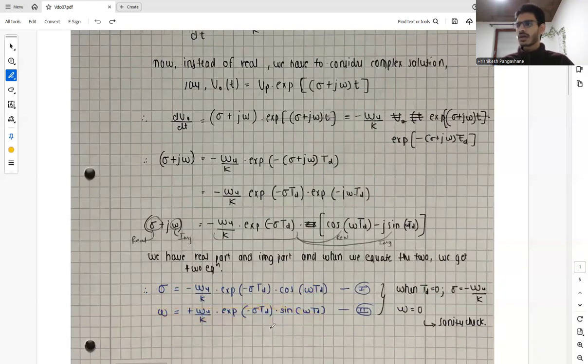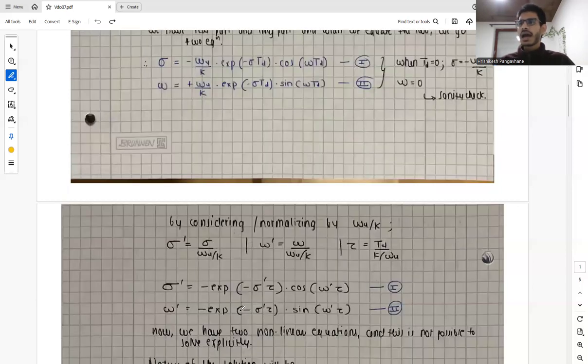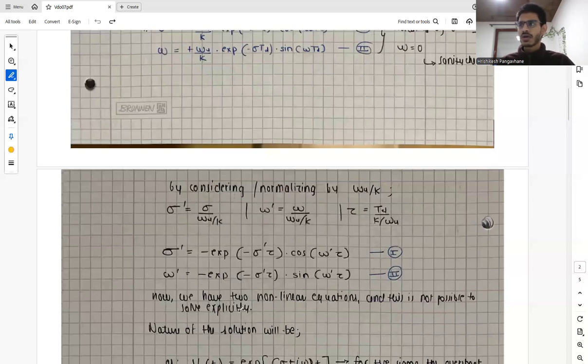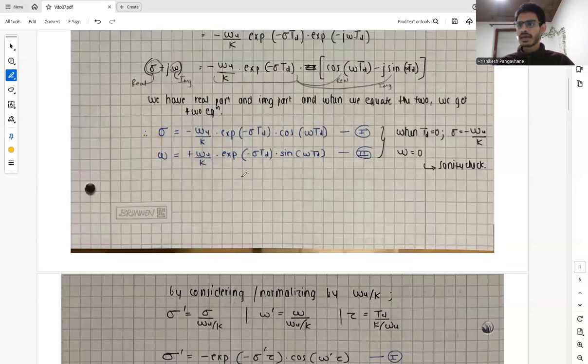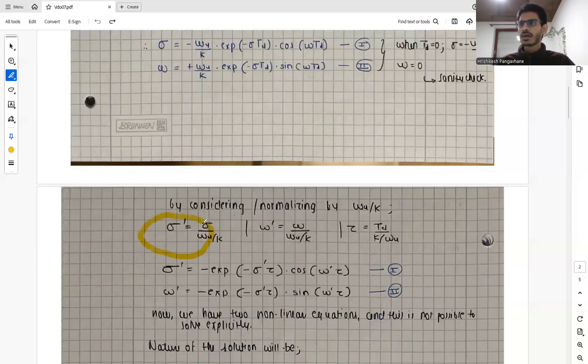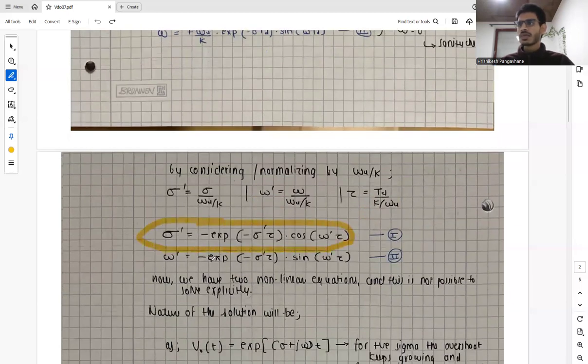And to do the sanity check, let's say the time delay is 0. When td equals 0, we will get the value of our sigma as minus omega u by k, and our omega will be 0. So that's how we do the sanity check. And now by normalizing these values by omega u by k, our sigma prime comes out to be this value, omega prime comes out to be the normalized omega, and tau comes out to be the normalized time delay. So basically our equation looks like this.